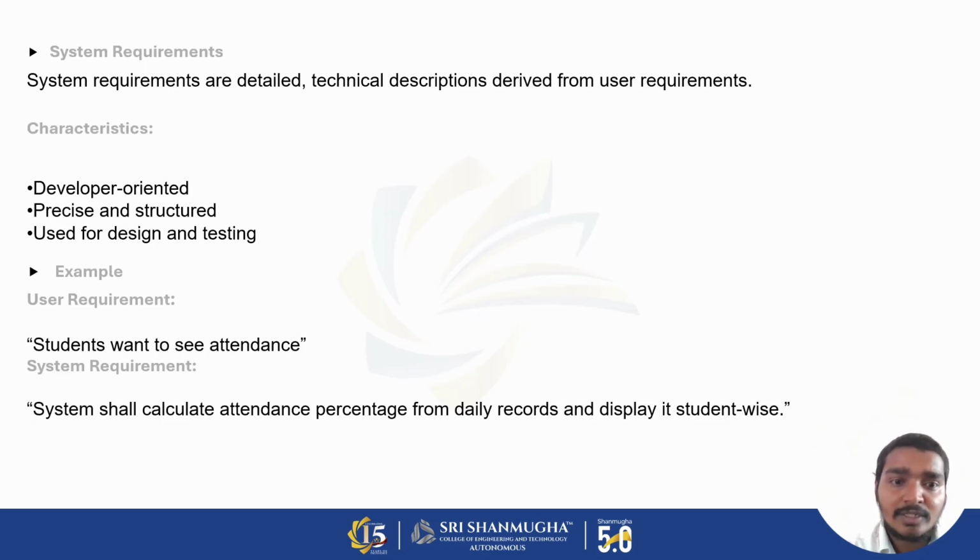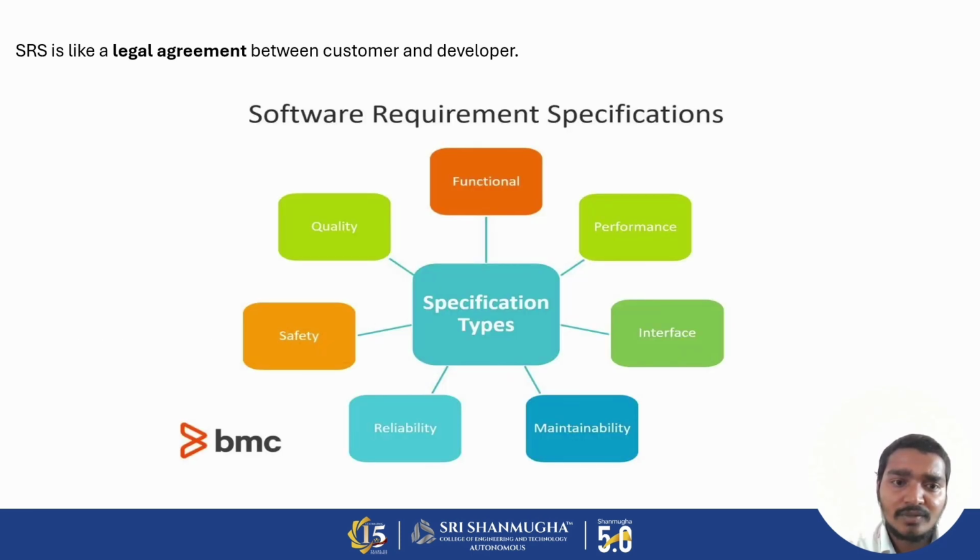So system requirements are a detailed and technical description derived from the user requirements. So the character is developer oriented. It prescribes this and is structured, used for design and testing models. So an example is the user requirement: students want to see the attendance. The system requirement: the system should calculate the attendance percentage from daily records, displayed student-wise. So that is the system requirement model in software development.